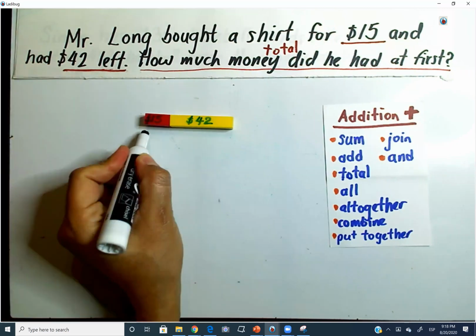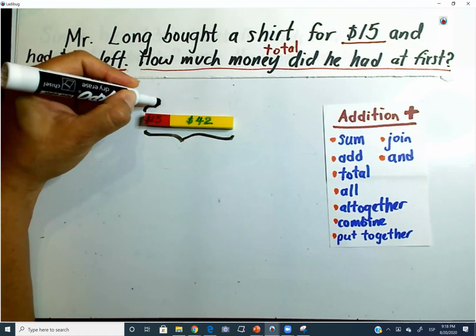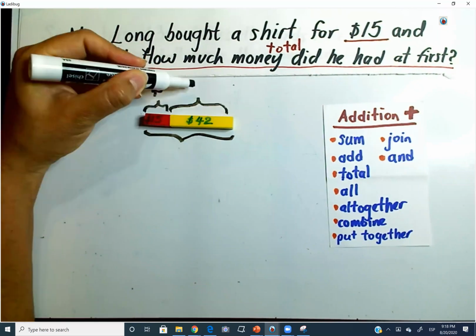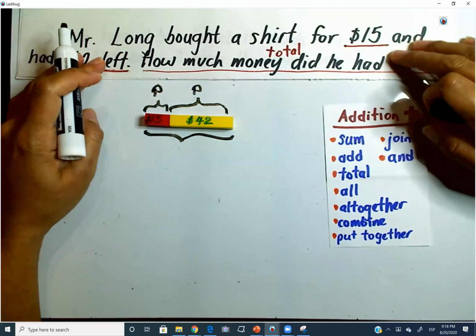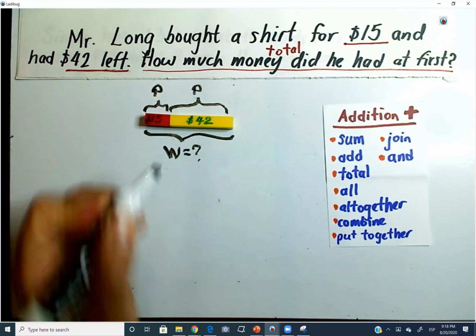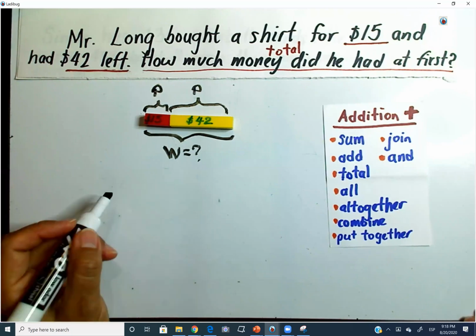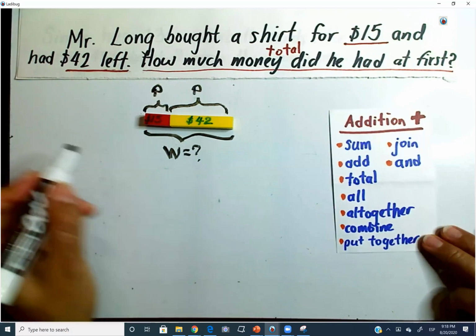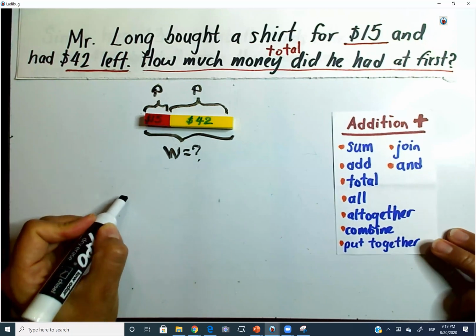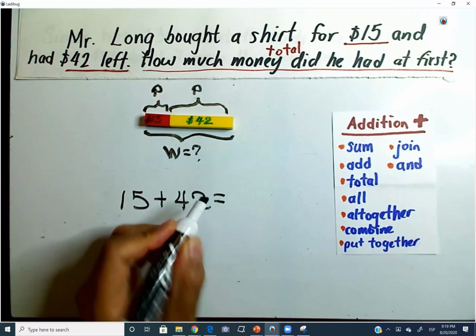Now, in math language, we say that $15 is a part. And this $42 is another part. So what we're trying to find is the whole. And the whole, we don't know it. So this is the way we're going to represent the problem. Now, to solve the problem, we're going to add, because we're putting together. And so we're going to write a number sentence. My number sentence is going to say 15 plus 42 equals my total.